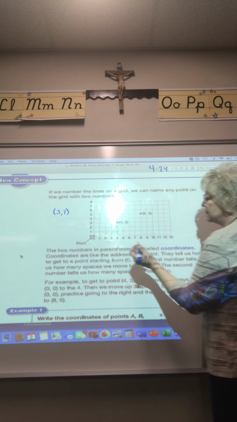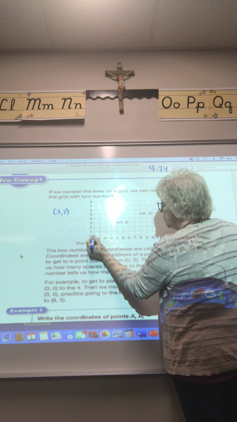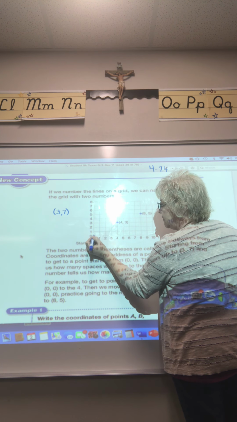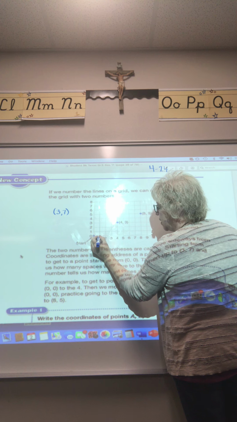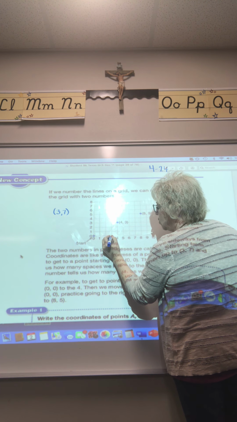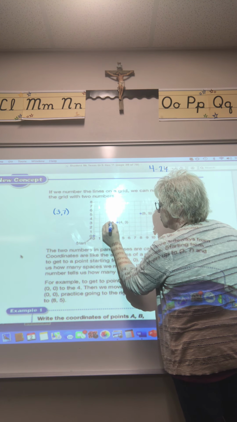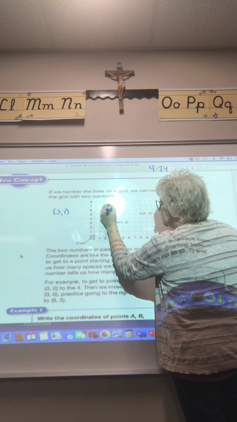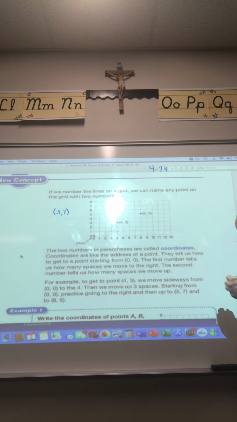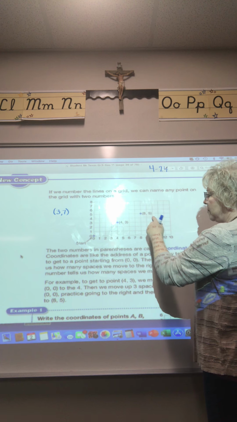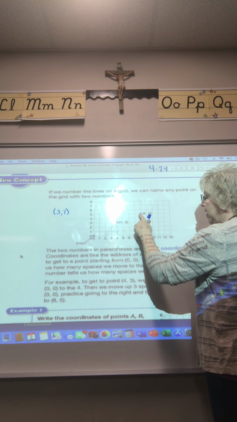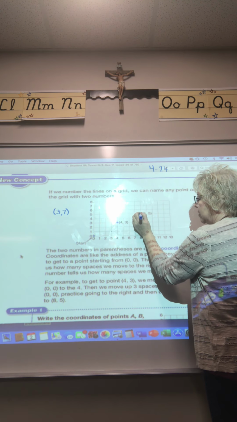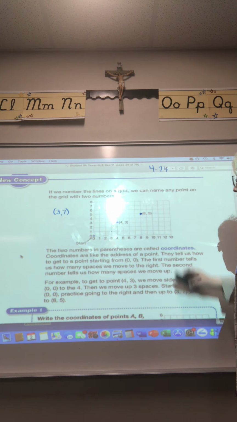Let's practice this. So you start here at the 0, and to get to 3, 7, and that's how you say that, 3, 7. You go across 3, 1, 2, 3, and you go up 7. 1, 2, 3, 4, 5, 6, 7, and there's our dot. Okay, let's do this one. 8, 5. You go across to the 8, you go up 5, and here's your dot, your location for 8, 5.